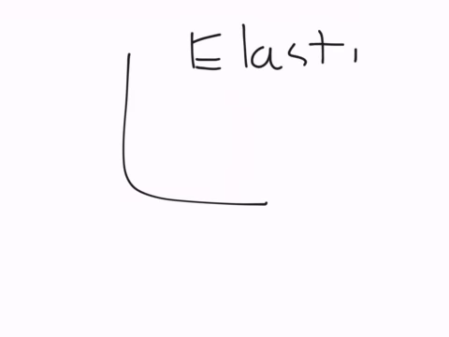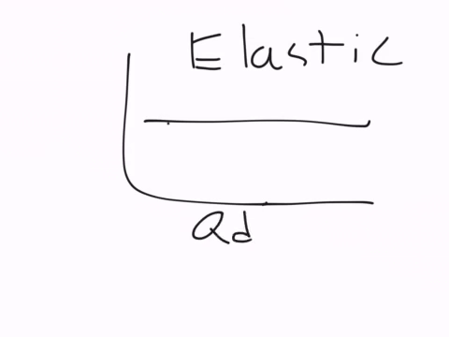Something that would be elastic, we'll do relatively elastic, because that's much easier to explain. If it were perfectly elastic, this is what the line would look like. The price has to stay in this one spot, whether this is $1 or not. The quantity demanded will always change.